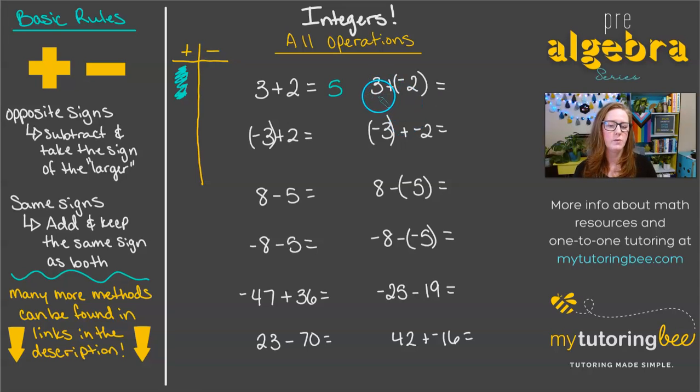Let's take a look at this one. We have 3 plus negative 2. Sometimes you'll see these parentheses around negative numbers. That is just to separate this negative sign from the plus sign.